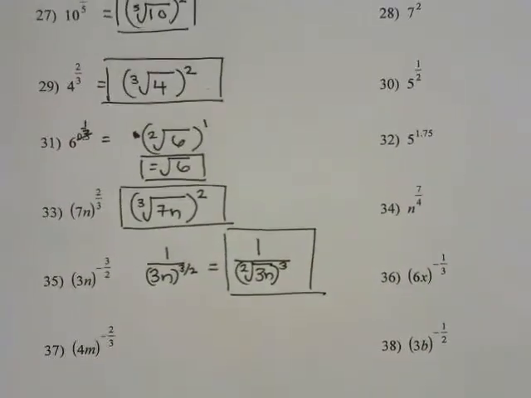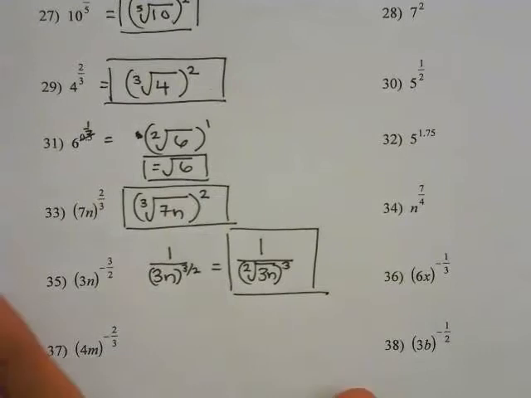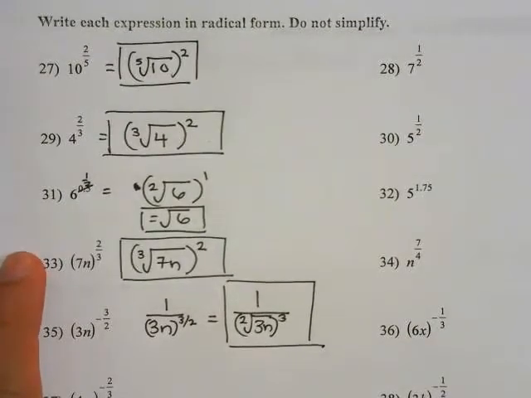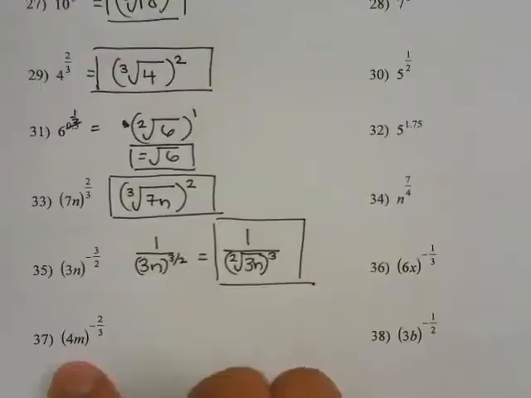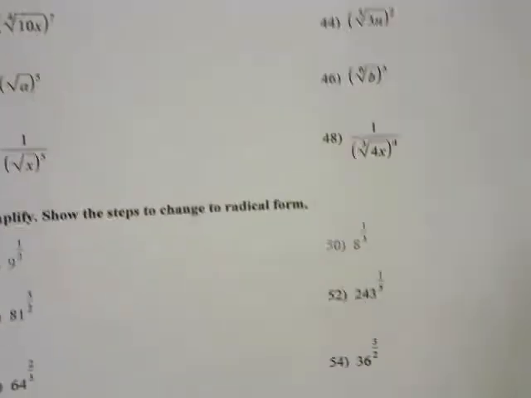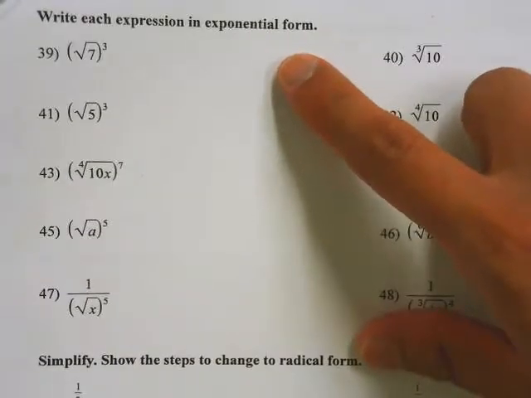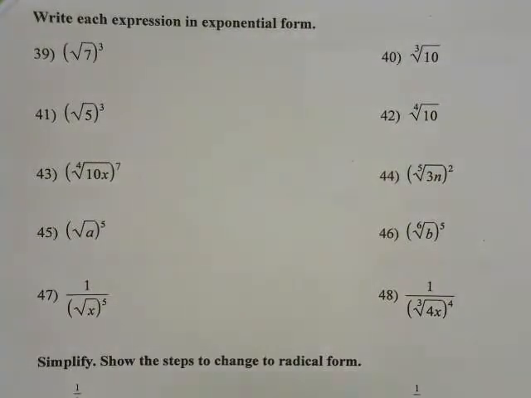So I'm going to stop there for how to do those problems. So that's 27 to 35 odds. The right side and 37 are going to be similar. Okay. And then the problems over here, write it in exponential form.